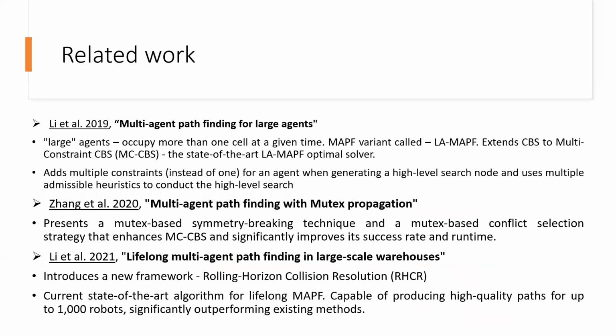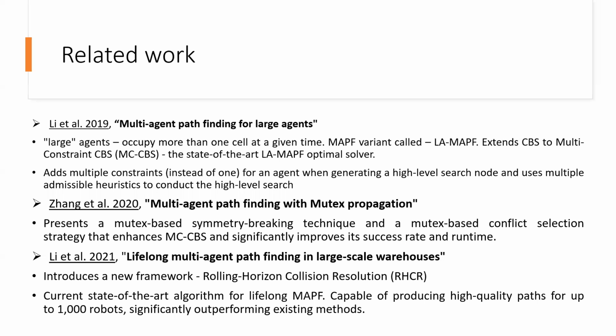And then there are a few other papers in relation to this project. There's a paper called Multi-Agent Pathfinding for Large Agents. The algorithms we discussed before are solely for robots which occupy only one cell at a particular time. Those are called point robots. But this paper describes methods for a different variant of MAPF called LMAPF, that is large agent MAPF, where a robot can occupy more than one cell at a particular time.